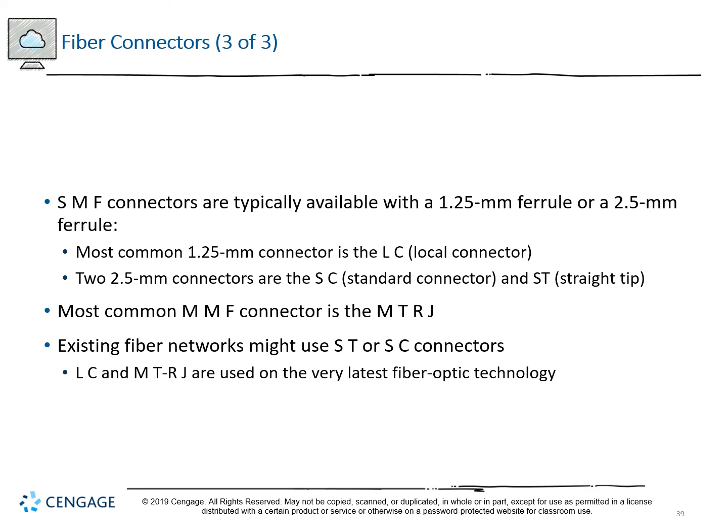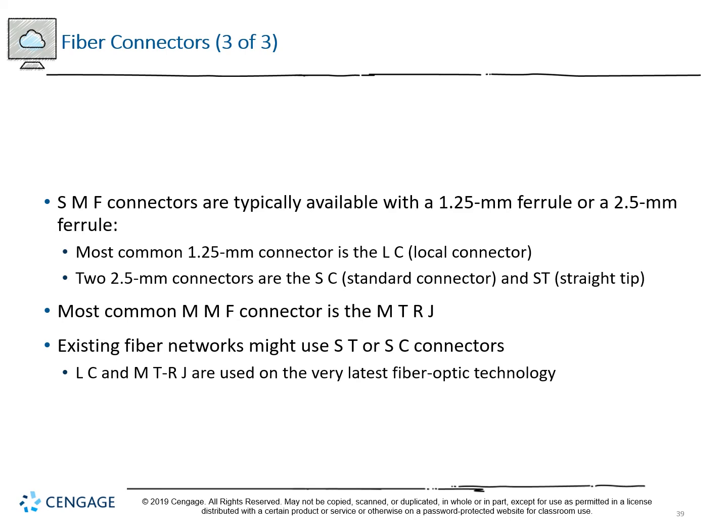Single mode fiber connectors are traditionally available within either a 1.25 millimeter ferrule or a 2.5. The most common 1.25 is the local connector, or the LC, sometimes called the Lucent connector because that's who developed it. The 2.5 millimeters will be things like the standard connector or the straight tip. The most common multimode is what's called the MTRJ. The RJ there, of course, still standing for registered jack, just as it does for an RJ45 or RJ11 cable. Now, existing fiber networks may use ST or SC still because the local connector as well as the MTRJ are the most recent.